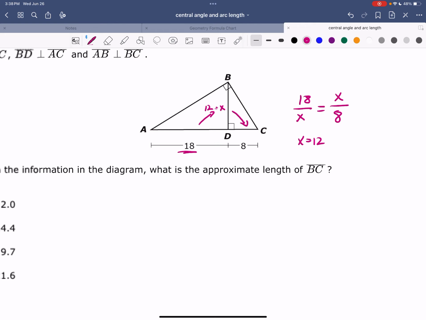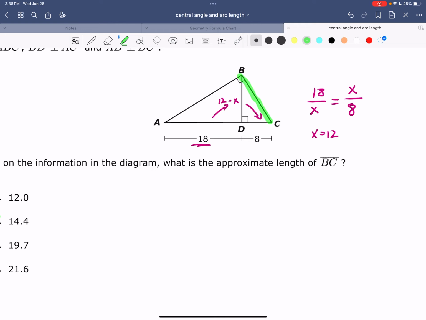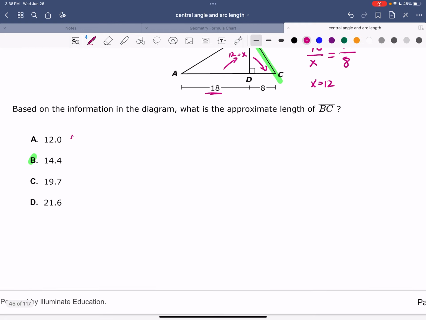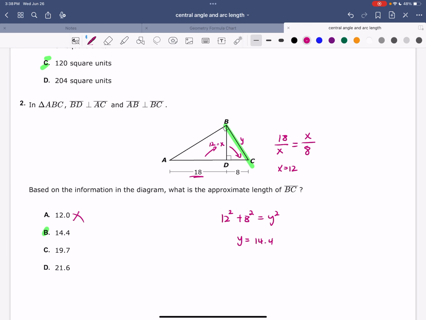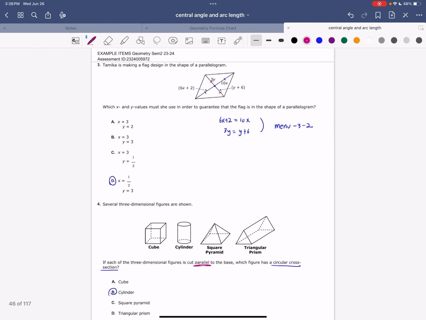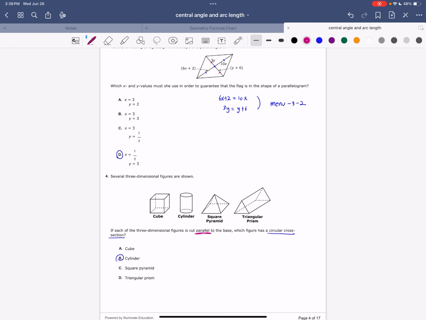Now, the question is asking for BC. If you choose A as x, then that's going to be wrong. So how can I find BC? Let me consider that as y. It's simple, use the Pythagorean theorem. 12 squared plus 8 squared is equal to y squared. So when you do it, you get 144 plus 64, and you take the square root to get y. If you use menu 31, that's going to be 14.4. So the answer is going to be B. Okay.